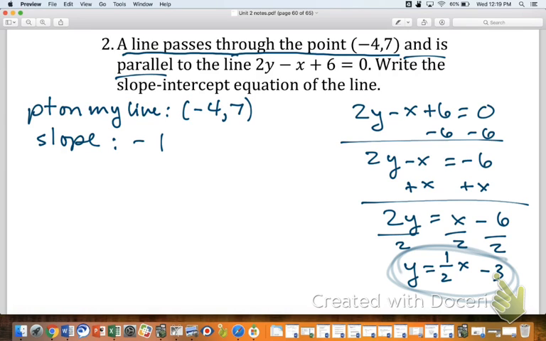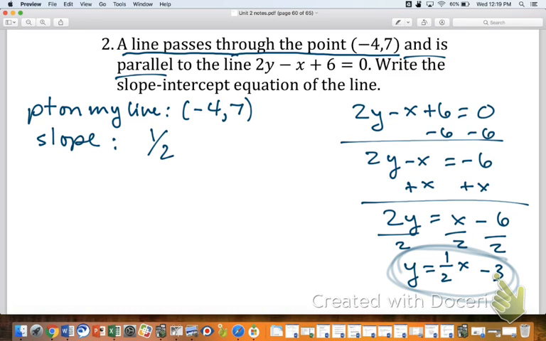Not 1/2 x, 1/2. 1/2, because that's the slope, right? Remember, the principle, the concept is parallel lines have the same slope. And so the slope of that line is 1/2. So instead of -1 for a slope, I know that my slope is 1/2.